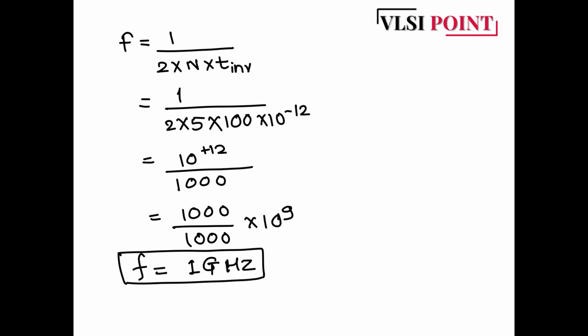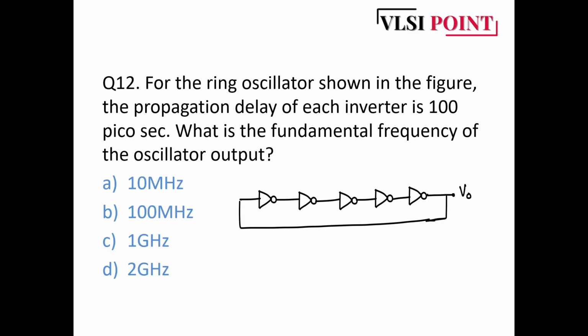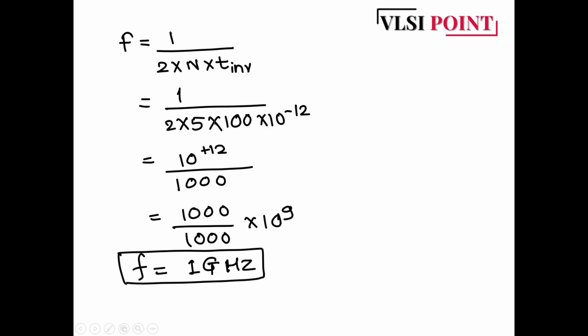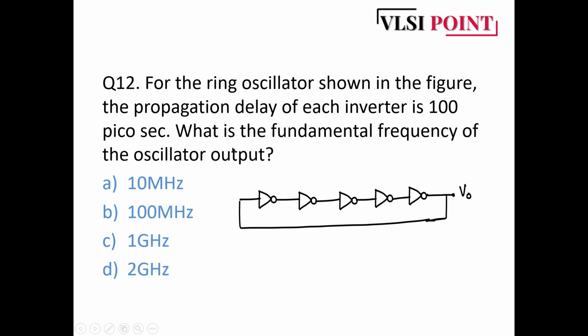As we know, frequency is nothing but 1 upon 2 into n into T of the inverter. N is the number of inverters and T is the propagation delay of each inverter. You can see here in the ring oscillator, an odd number of inverters are there. There are a total of 5 inverters. After solving, we will get the frequency as 1 gigahertz. So the fundamental frequency of the oscillator output is 1 gigahertz. Answer C.